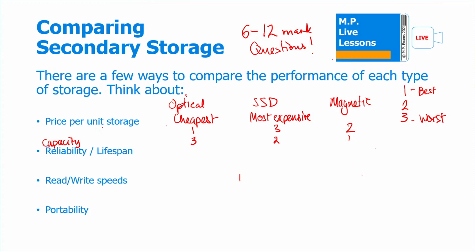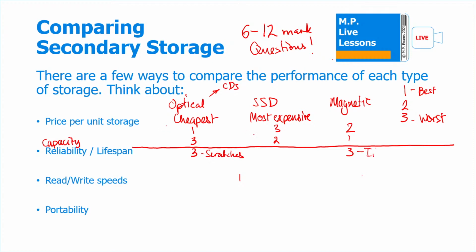Now with the reliability or lifespan, this refers to, for example, if it can get damaged easily. Magnetic hard disks can easily get damaged. Same with optical, so I'd say they're equally the worst. So with optical, it would be like scratches, that's like CDs. Whereas with magnetic ones, it can be via impacts, like being dropped, other magnetic fields as well. Whereas SSDs would be the best.